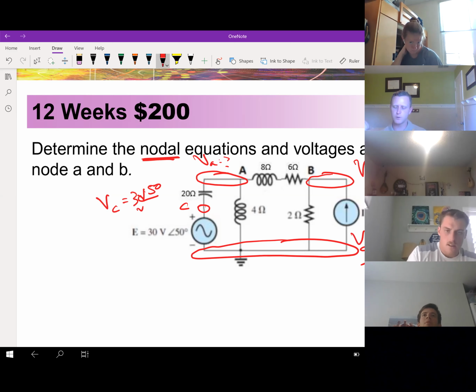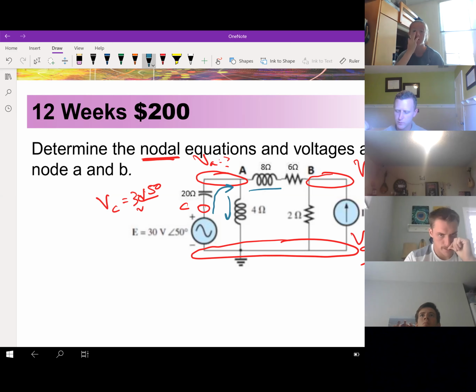The third step is to draw currents. So let's draw currents for A. I'm going to draw this one going in, I'll draw this one coming out, and I'll draw this one coming out. And I'll label them I1, I2, and I3.